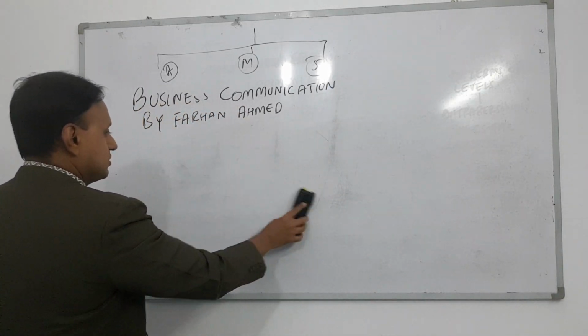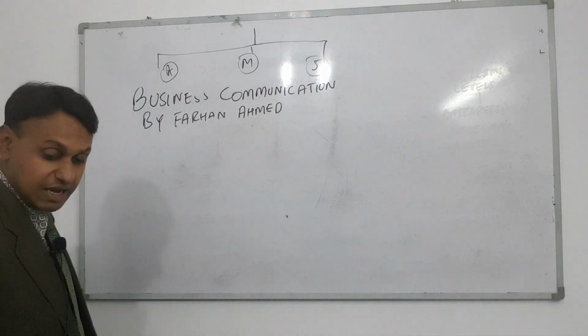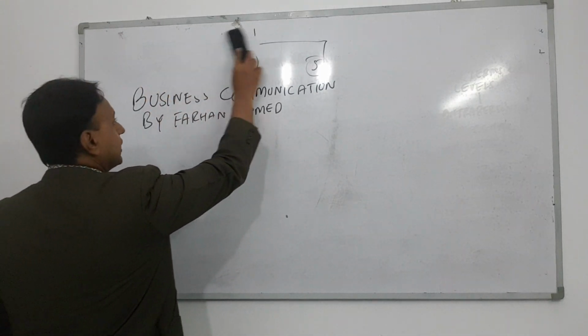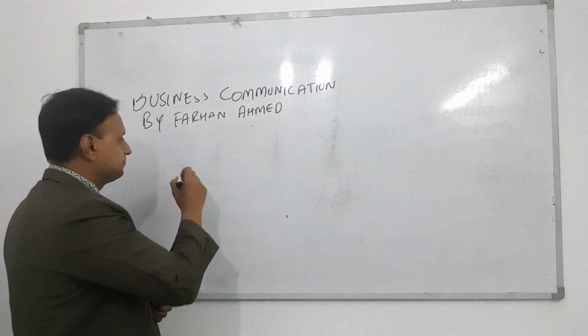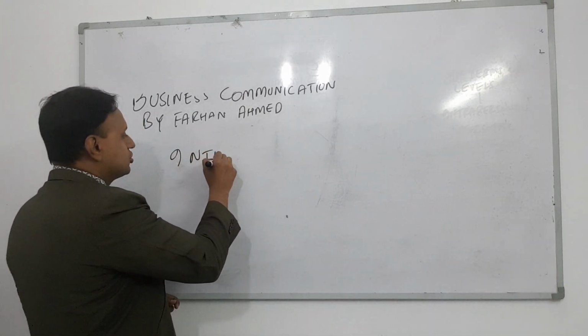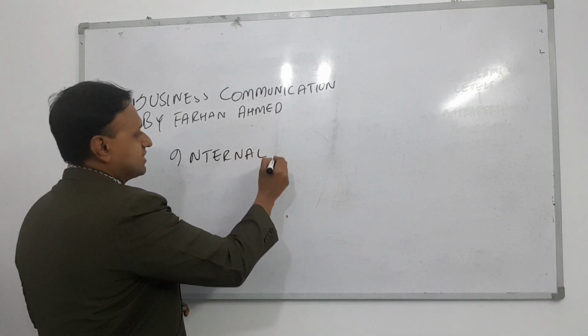So we have gone through types of communication in terms of channel, verbal and non-verbal, in terms of levels, intrapersonal, interpersonal, and so forth. In terms of style, we have looked at formal and informal. And the last one, in terms of environment, guys, of course, internal and external.